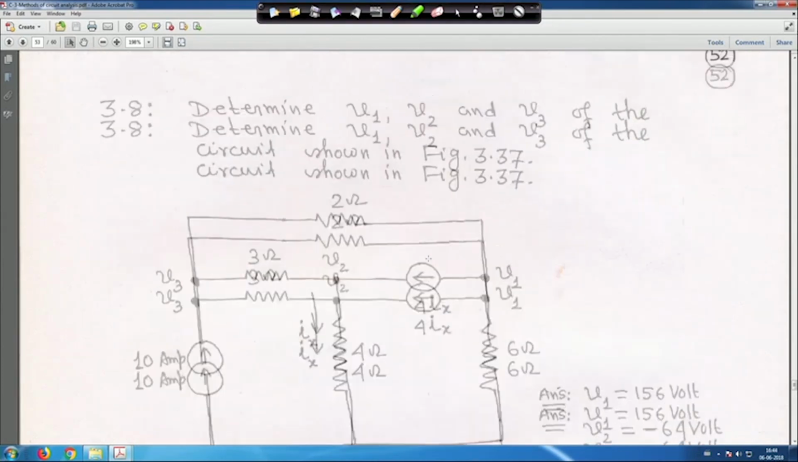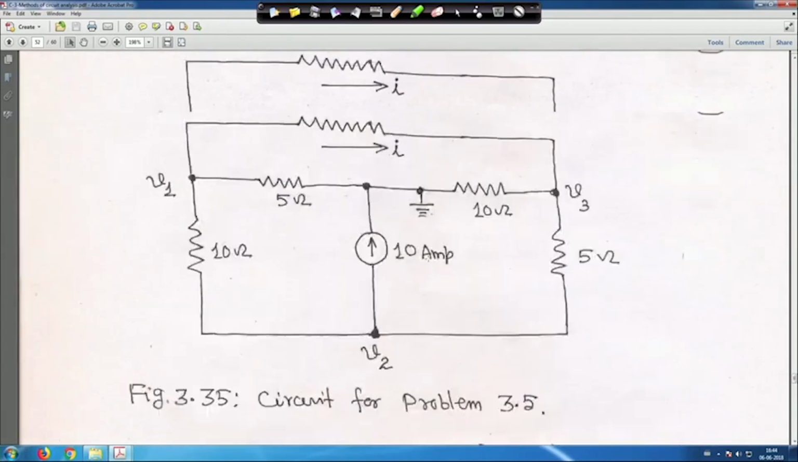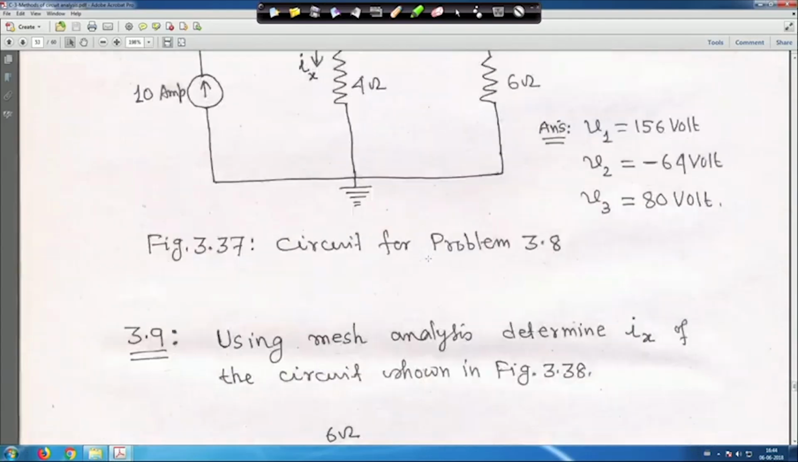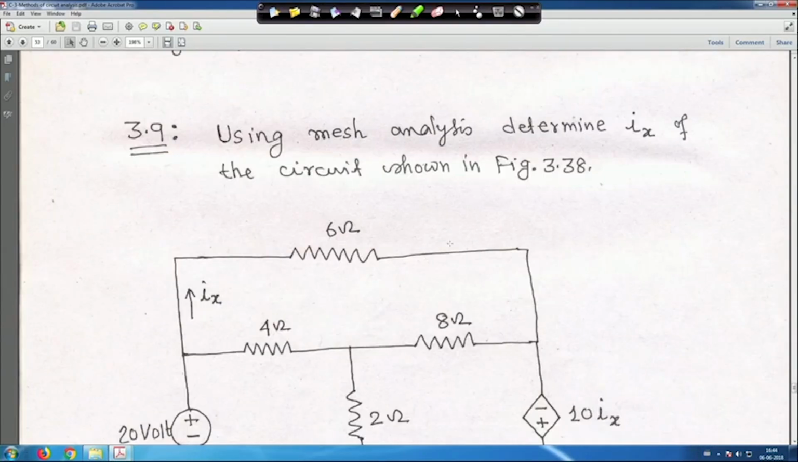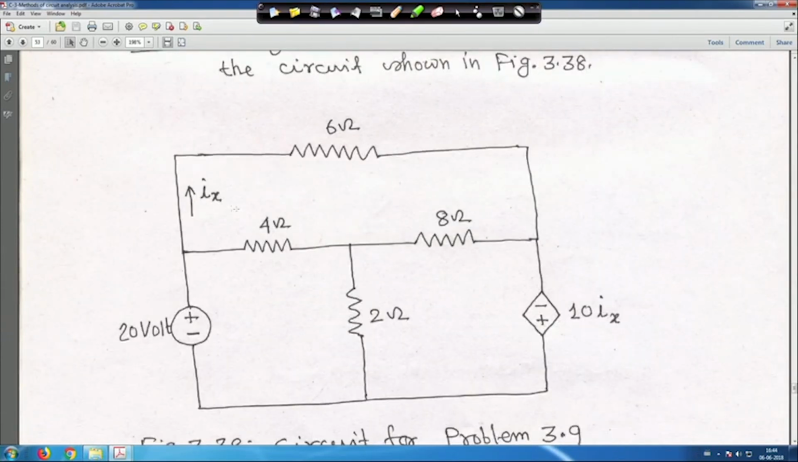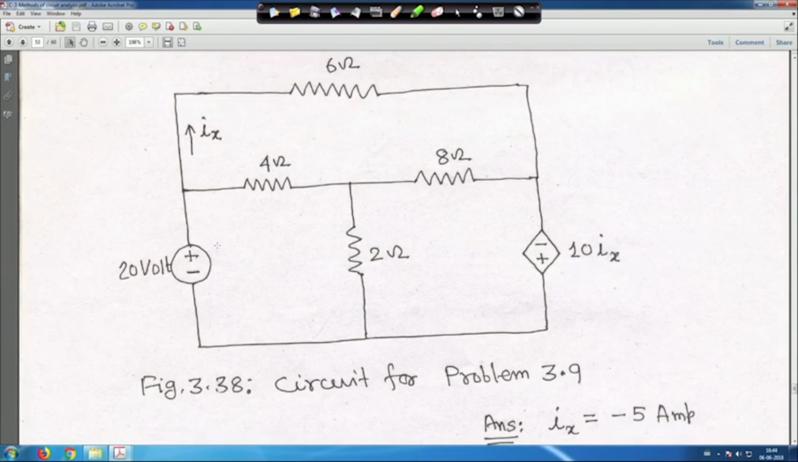Another thing, problem 3.9: using mesh analysis, determine Ix of the circuit. There is a dependent voltage source, and this current is Ix. You find this, and the answer is given: Ix is equal to minus 5 ampere.